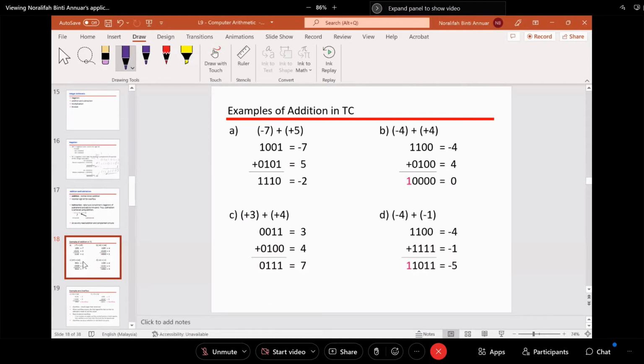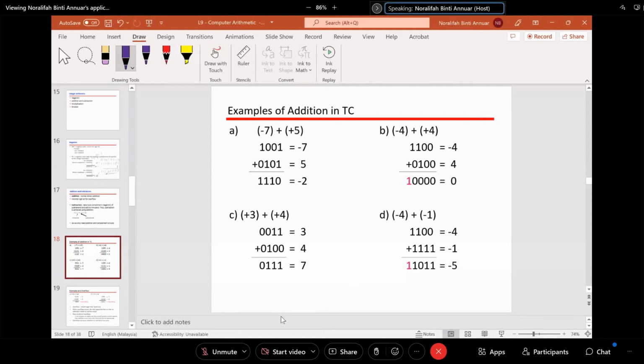For example, negative 7 plus 5: you get negative 2. Let's look at another example that is harder. 1, 1, 1, 1. So how do you get 1, 1, 1 here?